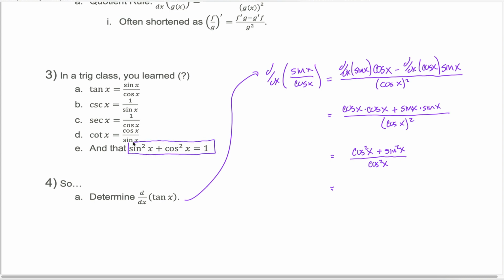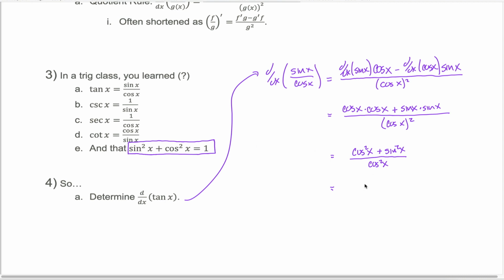And what it says is that for any angle x, sine squared of that angle plus cosine squared of that angle is always equal to 1. If you have that in your back pocket and you look up at the numerator here, you might be like, wait a minute, cosine squared plus sine squared, isn't that the same as sine squared plus cosine squared? Yeah, absolutely. And you told me sine squared plus cosine squared equals 1, right?